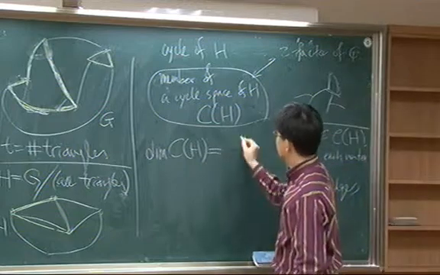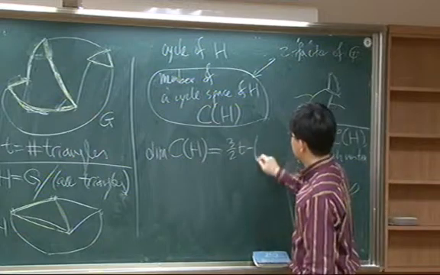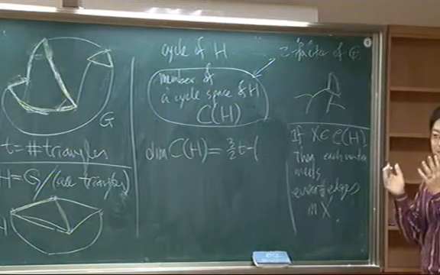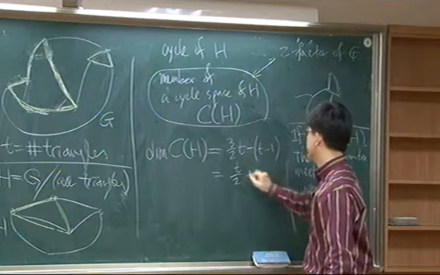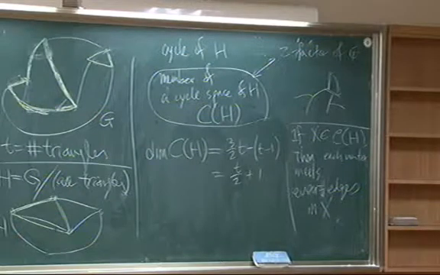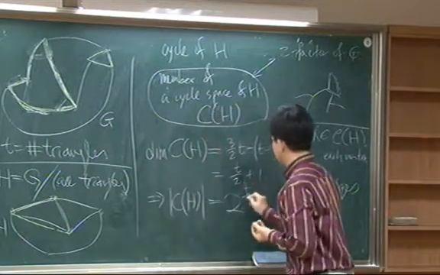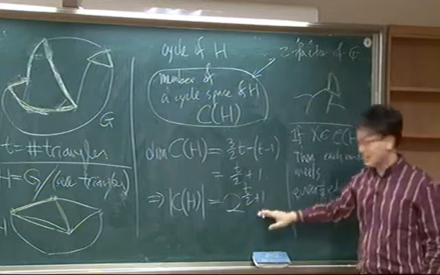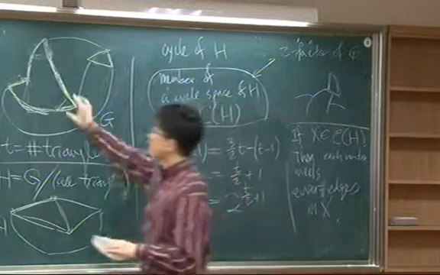So the number of edges not in the spanning tree will be the dimension. The number of edges is 3/2 times t, where t is the number of vertices, minus the number of edges in the spanning tree, which is t minus 1. So it's t/2 plus 1. It's a vector space over the binary field, so the number of vectors is 2 to the t/2 plus 1. So as long as t is big enough, we can argue that there are many 2-factors. If t is big, then we are done. If you have many triangles, you are done.